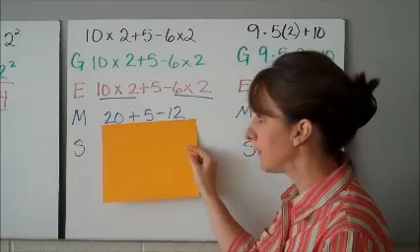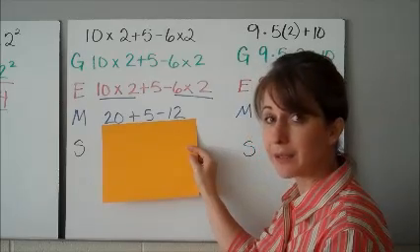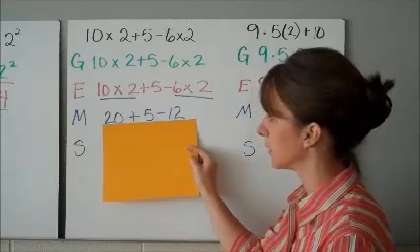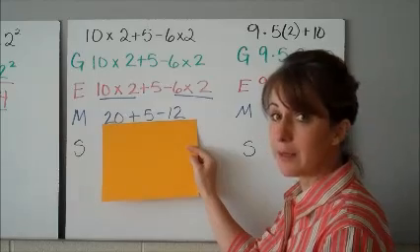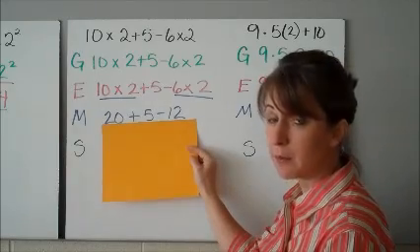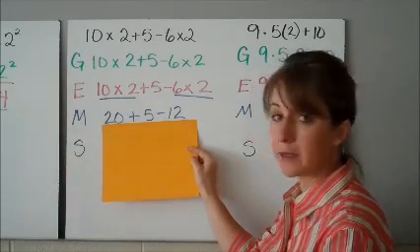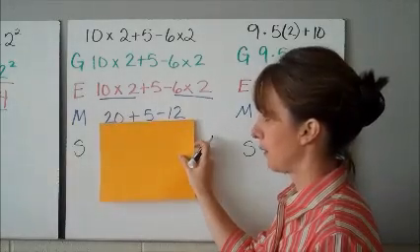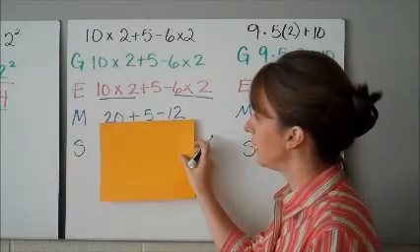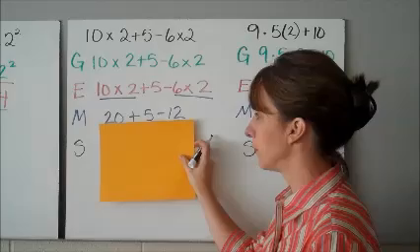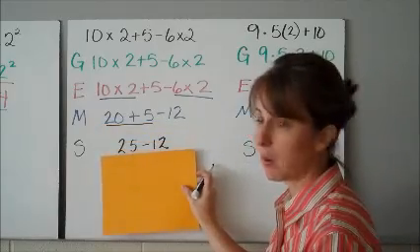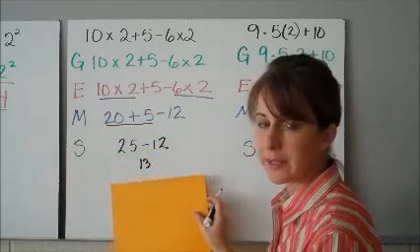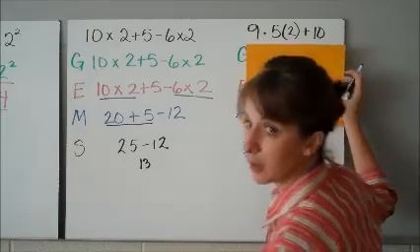Sometimes I might add first, sometimes I might subtract first. It depends on what comes first. In this problem, 20 plus 5 comes before 5 minus 12. 20 plus 5 is 25. So this says 25 minus 12, which is 13. Let's go to this one.